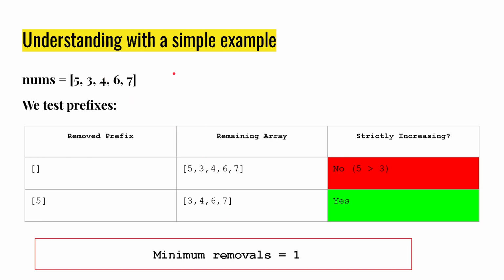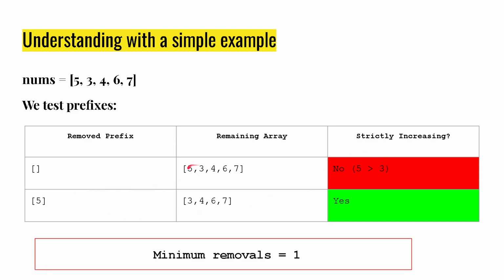Now understand with a simple example. Let's say we have 5 3 4 6 7. This is the array we have, and we want to test the prefix to remove. The very first prefix is empty, so the remaining array is the whole array, since we are not removing anything. It is not strictly increasing, because 5 is greater than 3, and that is not satisfied.